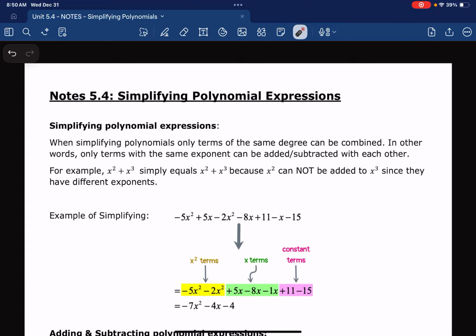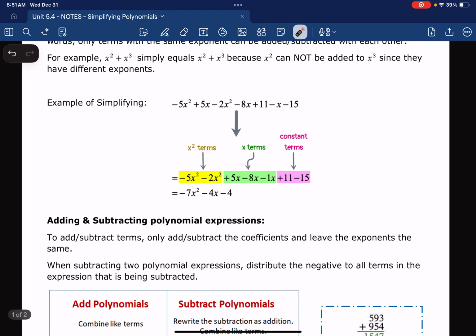Simplifying polynomial expressions. When you're simplifying polynomial expressions, you've got to combine the terms that have the exact same variable and exponent. For example, if we have x squared plus x to the third power, you can't simplify that any further. It's just x squared plus x to the third because they don't have the same exact exponent. Same variable, not the same exponent.